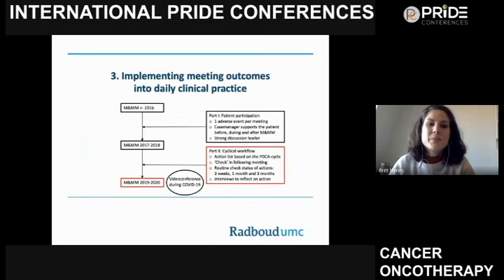patients. We did that for a few years. And then the second improvement step was to incorporate a cyclical workflow. So we created an action list, a check in the following meetings, so the PDCA cycle. And in the research, we also did interviews, which also helped in reflecting on what they learned and how they can implement these learning points in daily practice. I included the video conference during COVID-19 because it was around the same time that we started with these things.